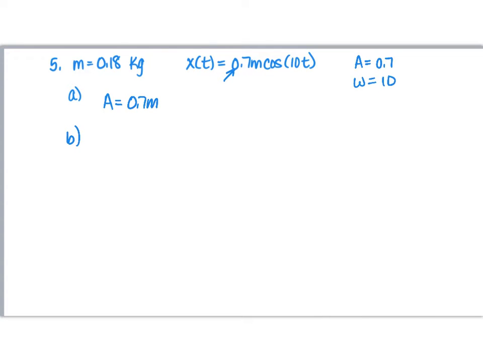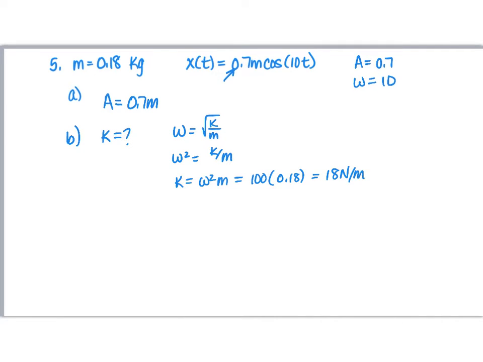And then B, the force constant for the spring is K. And so we use omega is equal to the square root of K over M. So we have to square that to get K without the square root. And so we see that K can be written as omega squared M, which will be 100, because that's 10 squared, times M, which is 0.18. And so that's going to be 18 newtons per meter. So we got that.